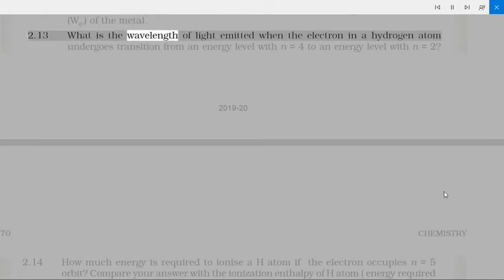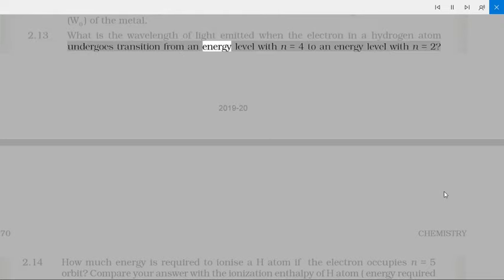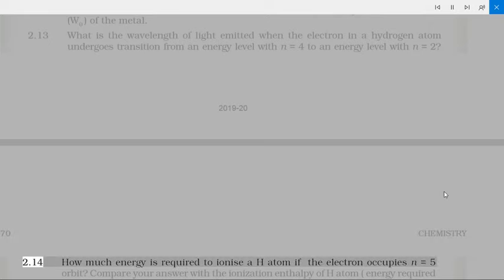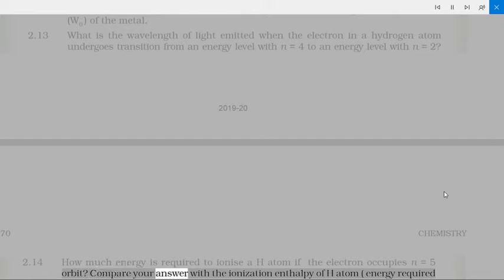2.13 What is the wavelength of light emitted when the electron in a hydrogen atom undergoes transition from an energy level with n = 4 to an energy level with n = 2? 2.14 How much energy is required to ionize a H atom if the electron occupies the n = 5 orbit? Compare your answer with the ionization enthalpy of H atom, the energy required to remove the electron from the n = 1 orbit.